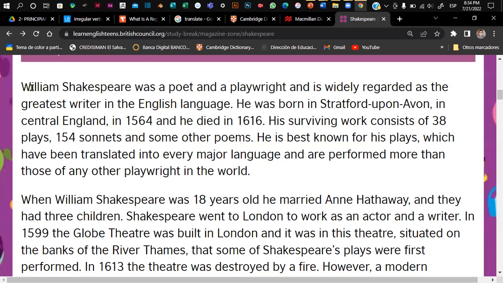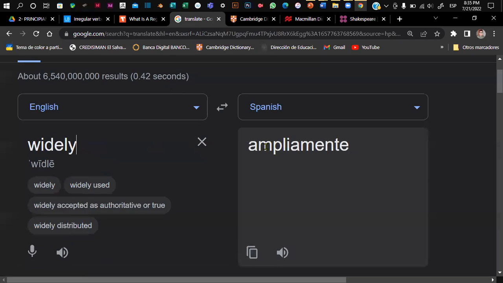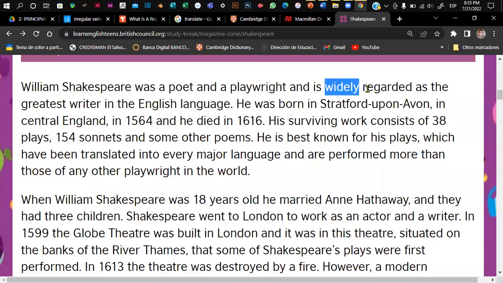Okay, the paragraph says William Shakespeare was a poet and a playwright and is widely. Repeat, widely. What is widely? Ampliamente. Regarded. Repeat, regarded.